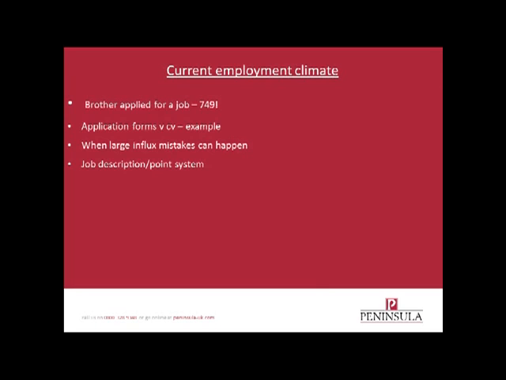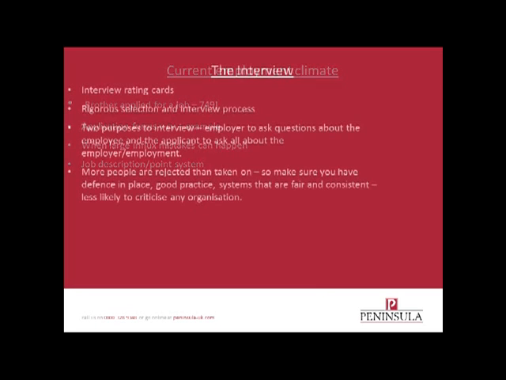So I've spoken about my brother applying for a job and 749 people applying. I've spoken about application forms versus CVs. I absolutely love application forms. If you're using CVs, just check your shortlisting procedure. Make sure you're spot on and you don't discriminate. I prefer application forms. Some people still prefer CVs. And remember, when there's a large influx, mistakes can happen. So standardise your documentation and make sure you've got a job description and a point system in place.